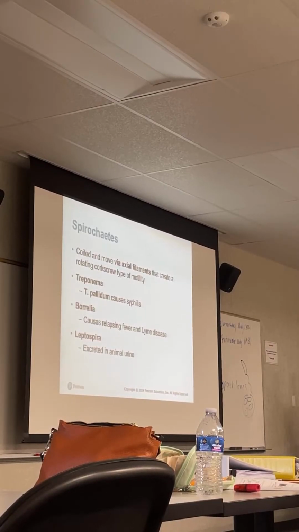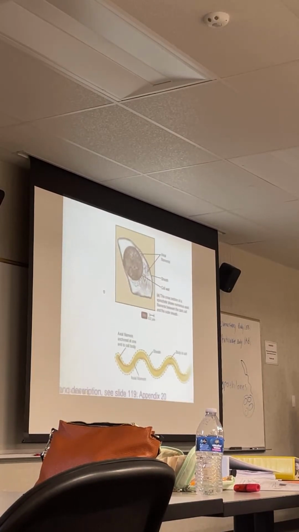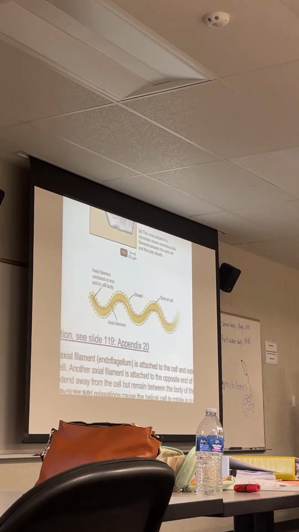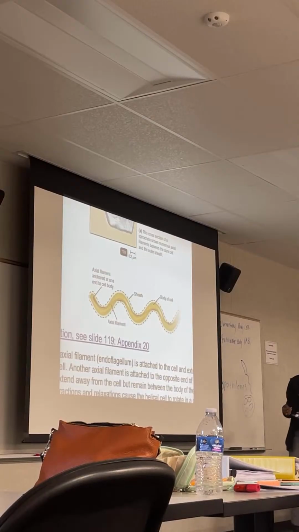When we look at the spirochetes, this should look a little familiar from chapter 3. We talked about this type of figure before, where you have the axial filament attached at one end of the cell, and then the sheath covering on the outside to protect. You can't really see the filament because it's on the inside, whereas for a flagellum, you can see the flagellum on the outside of the cell.